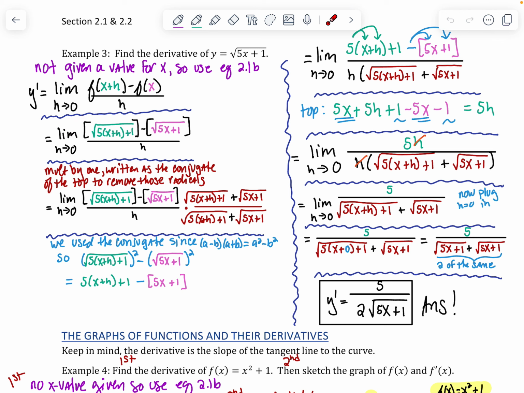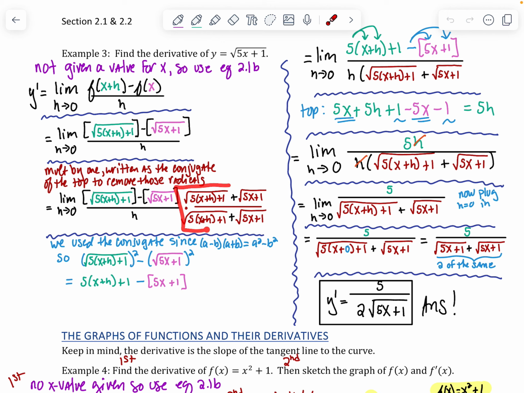What happens here is usually after this first step, there's something we can simplify. And although I could distribute the 5 to the binomial, it's not going to give me anything that's going to cancel off with an h in the denominator. So instead, I'm going to multiply that equation by 1, well, 1 in its disguised form as the conjugate of the radicals on top so that I can remove those radicals.